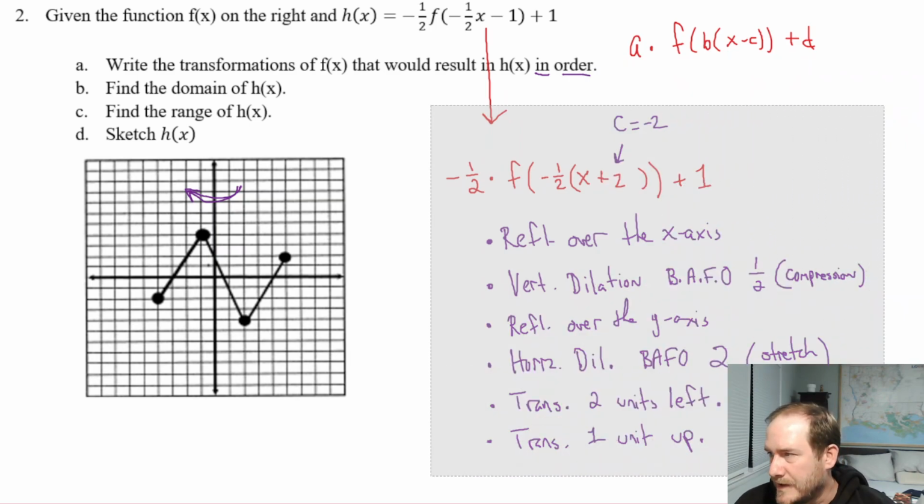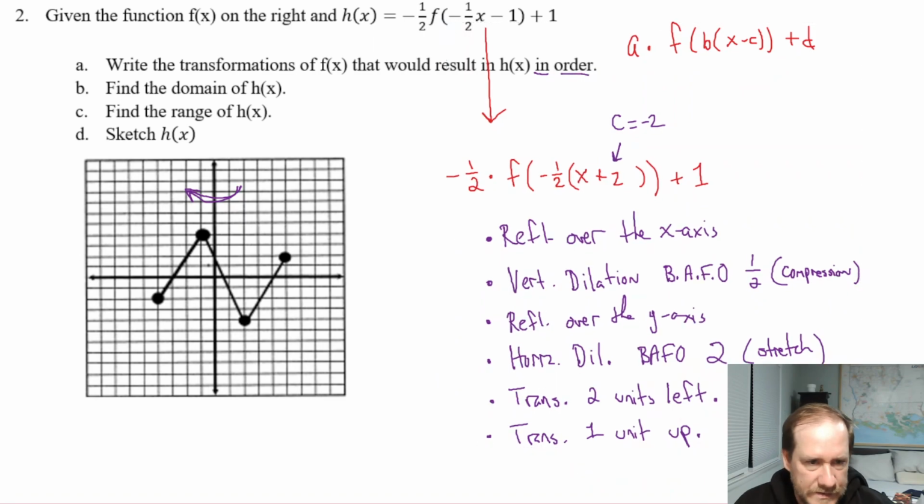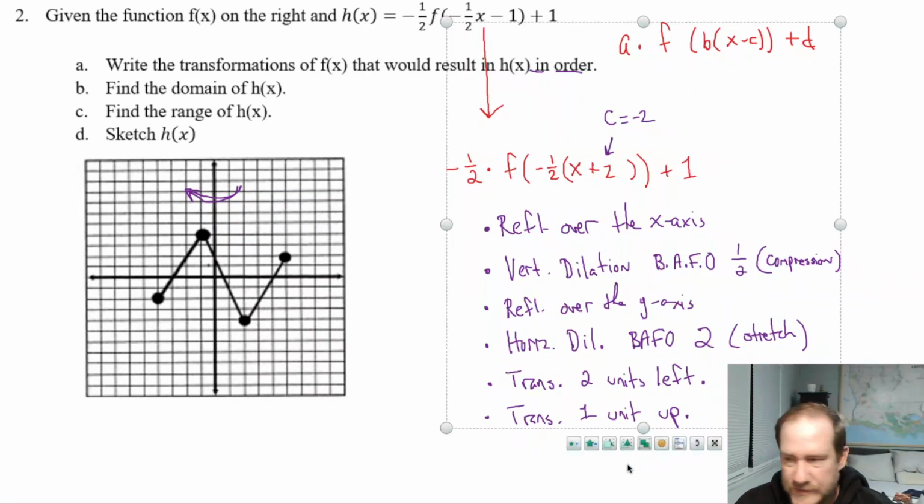And I also realize my face. No, it's not really blocking anything. There you go. Now you can see it all.